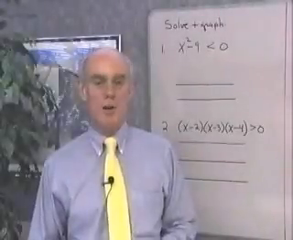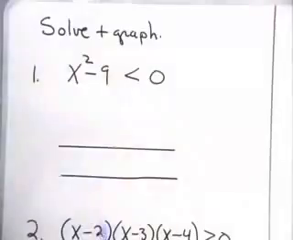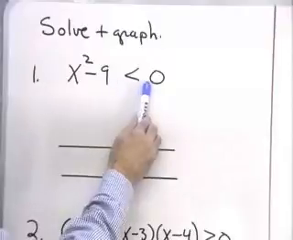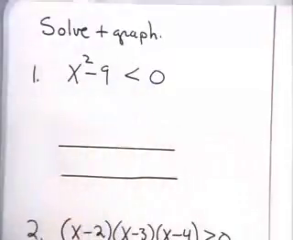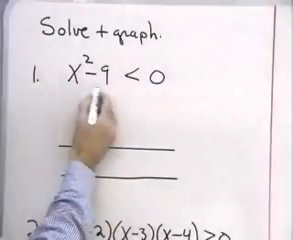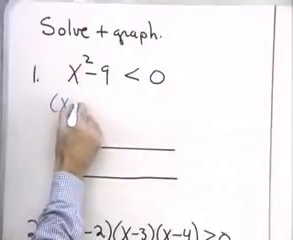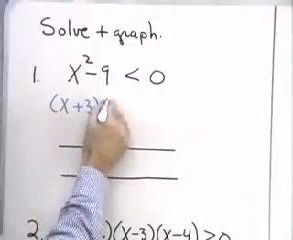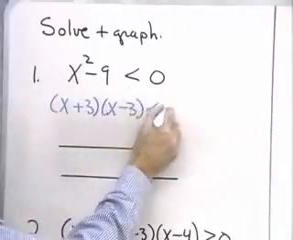Let's take a look at some quadratic inequalities. Here I have x squared minus 9 is less than 0. I want to solve this inequality for x. What I'll do is factor the left side. So I have x plus 3 times x minus 3 is less than 0.